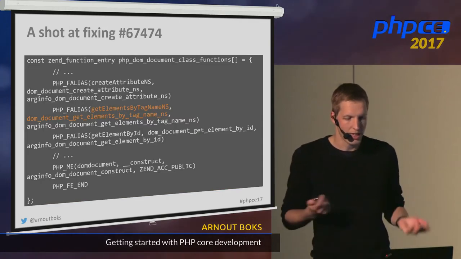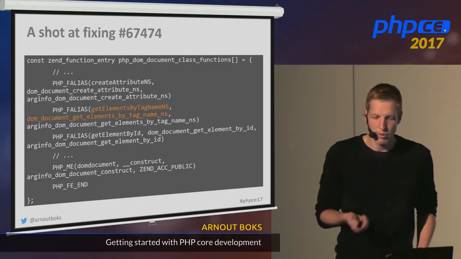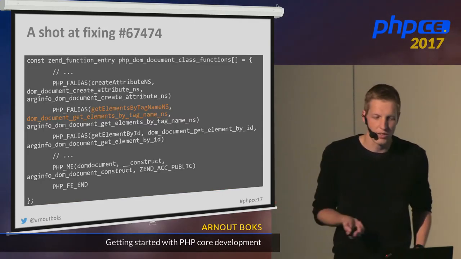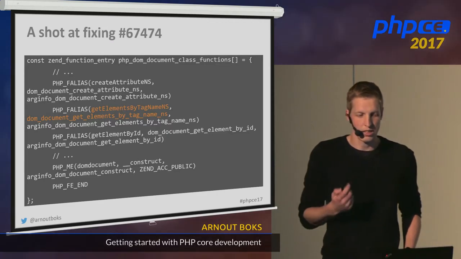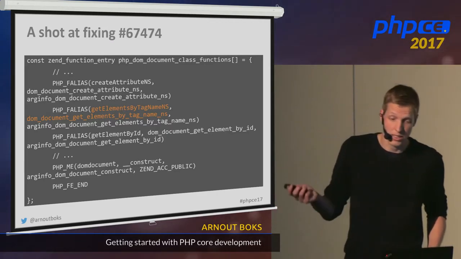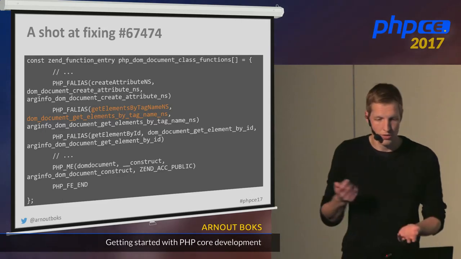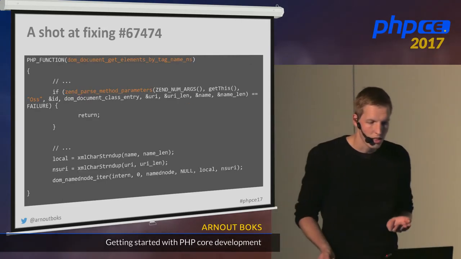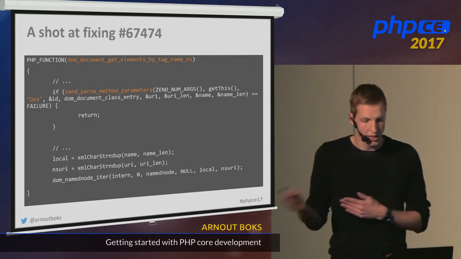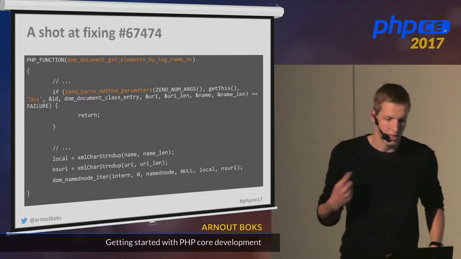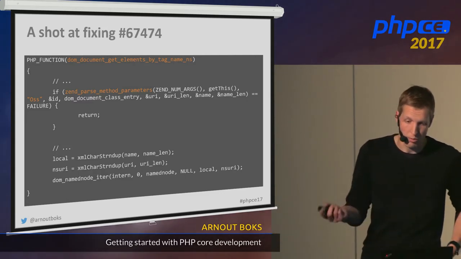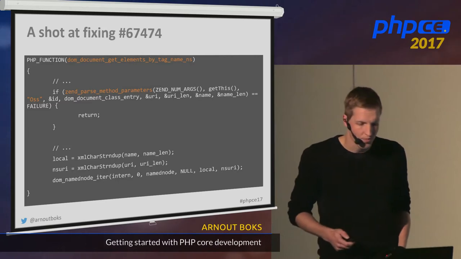But I was able to guess from this that the implementation of the getElementsByTagName_NS function would be given by DOM document getElementsByTagName_NS. So I searched for that string and found something with a PHP function with that name. So I thought, well, this is probably the implementation of the function with that name.